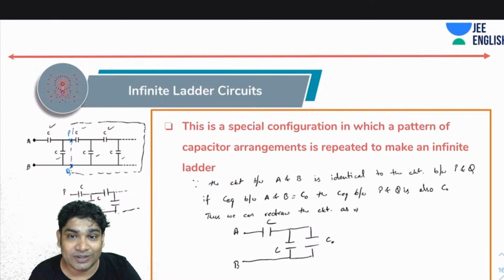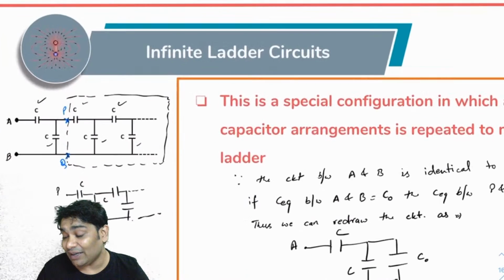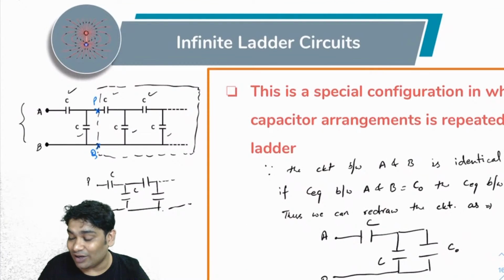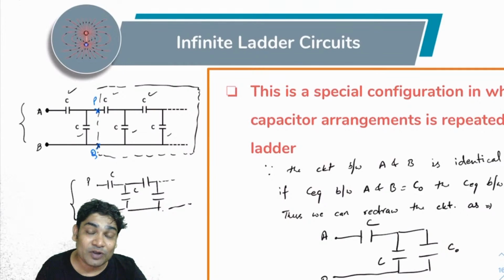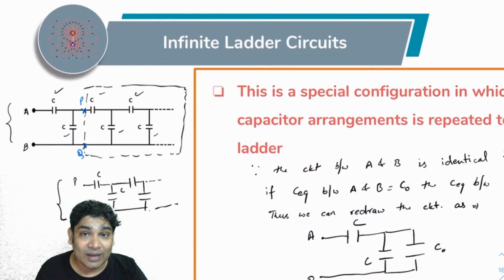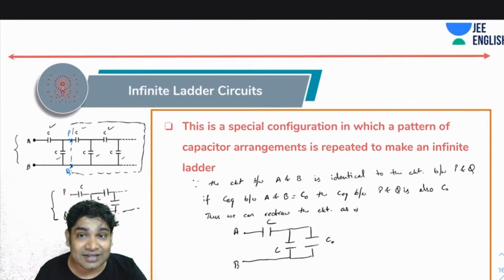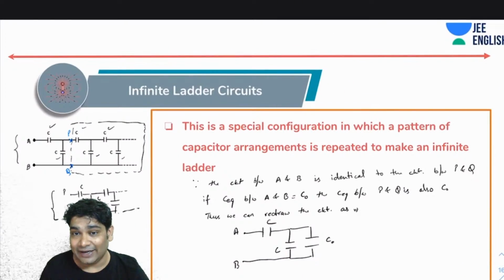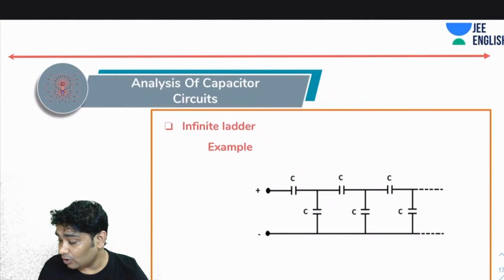Alright, just follow the logic. Is this making sense to you? If the equivalent capacitance between A and B is C naught, then that between P and Q will also be C naught, because there is no difference in these two circuits. So now what I'm doing is I am making this circuit as this. Great.